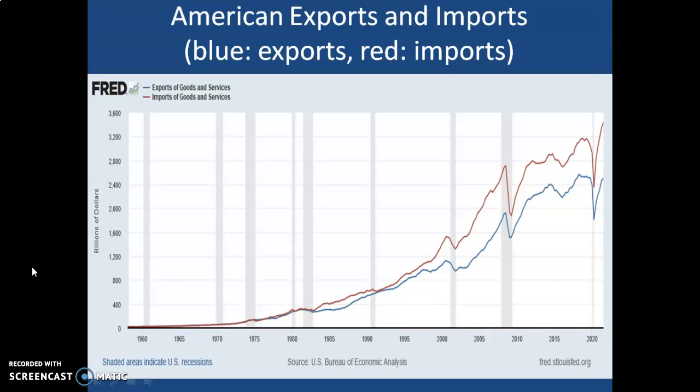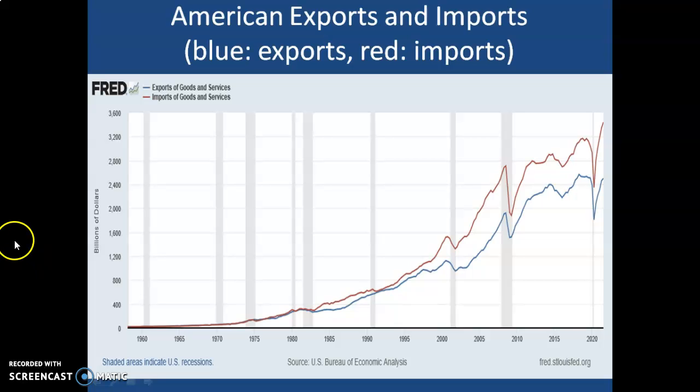As you look at this graph, the imports are in red, the exports are in blue, and you can see how the gap between exports and imports has really been increasing since the early 1990s. It increased for a while in the 80s as well. Then that gap narrowed, but it's been increasing mostly since then, meaning that we're running a trade deficit in the United States. We import more than we export.